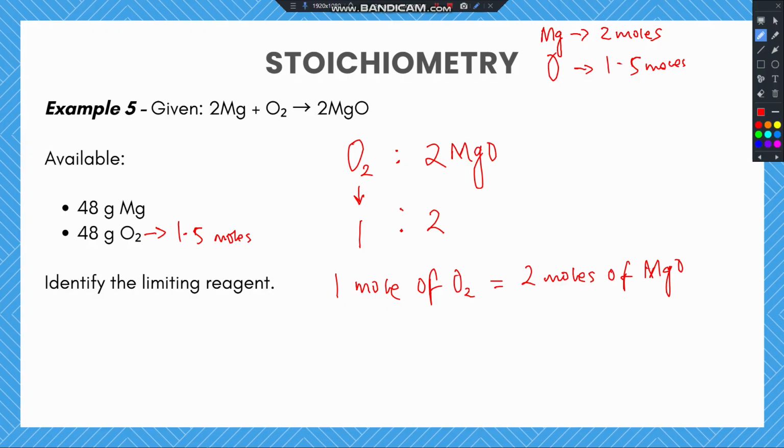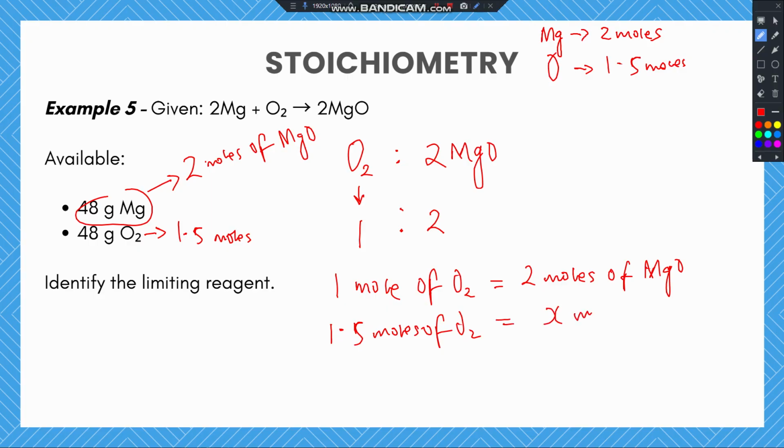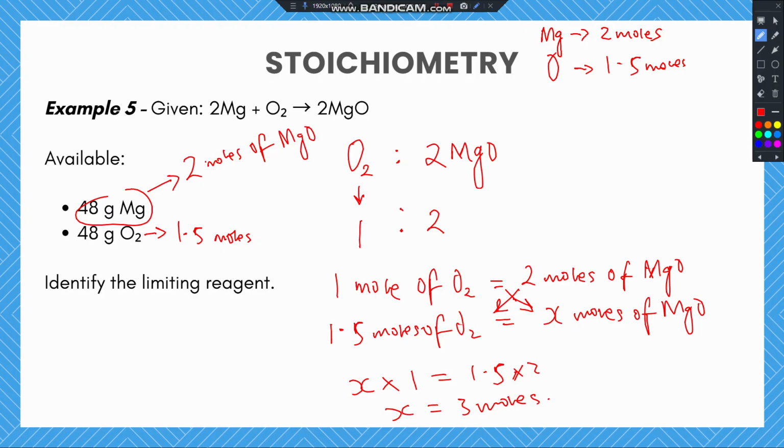Remember, magnesium here produced 2 moles of magnesium oxide. So let's just keep that aside. Now we have 1.5 moles of oxygen produces X moles of magnesium oxide. So we just simply cross multiply. X times 1 equal to 1.5 times 2, X is equal to 3 moles. That's the number of moles of product that oxygen can produce.